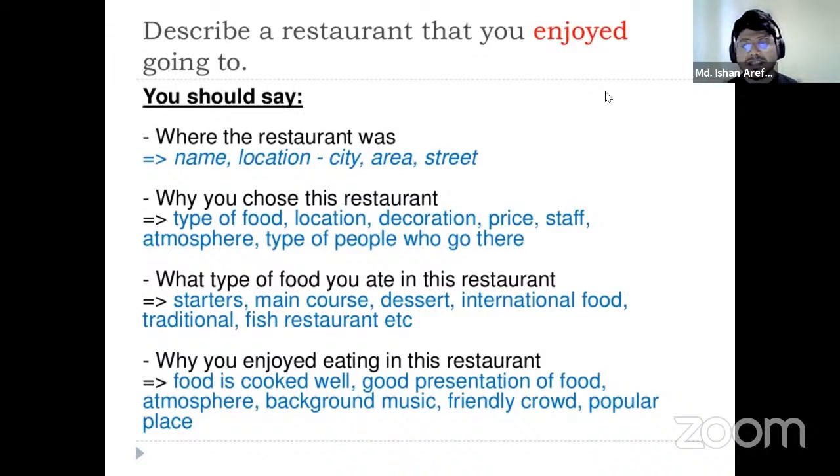So when you are talking about that particular instance of your visit, you are using past tense. When you are talking about the generic things about the restaurant or yourself, your own interest, you can use present tense. So that's the point I want to make here.